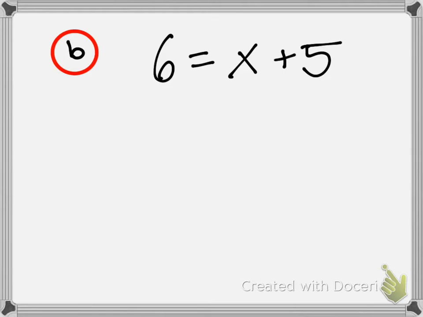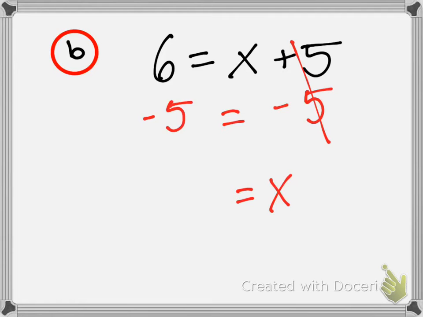I subtracted 6 minus 5 and got 1. Perfect. So what she did is she subtracted 5 from each side because we want to make sure that we isolate that variable. Remember, these are key terms that you need to know. 5 minus 5, we get 0. So we're left with x equals 6 minus 5.